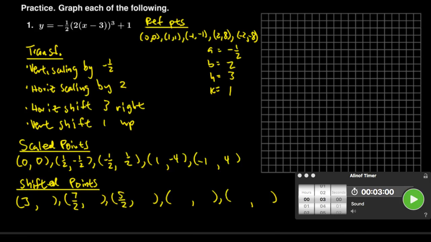Add 3 there, we get 4. And add 3 there, we get... Wait, yeah. We add 3, so we get 2. Okay, add 1 to all the y values. We get 1, 1/2, 3 over 2, negative 3, and 5.